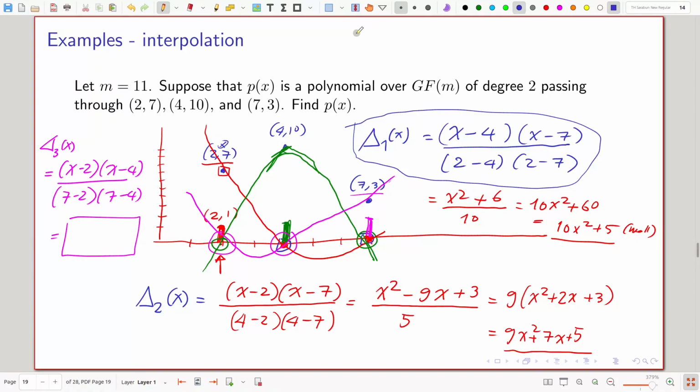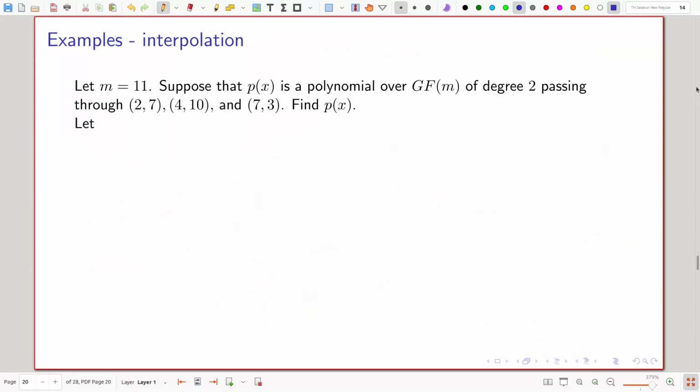The goal that I want is this: 7 times this plus 10 times delta 2 of x plus 3 times delta 3 of x. So this is my final polynomial of degree 2 that goes through the points. Okay? So that's the idea. So let's see how we actually did it.